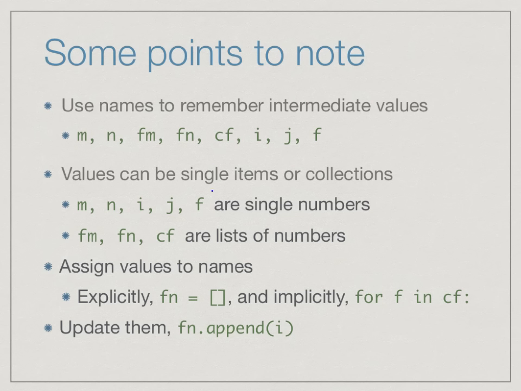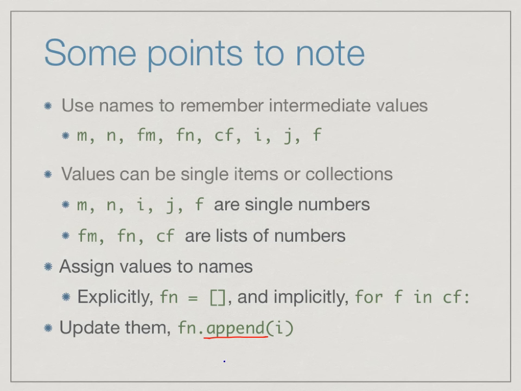And having assigned a value, we can then modify the value. For instance, every time we find a new factor of n, we don't want to throw away the old factor. We want to take the existing list fn and we want to add to it. So this function append, for instance, modifies the value of the name fn to a new value which takes the old value and sticks an i at the end of it.